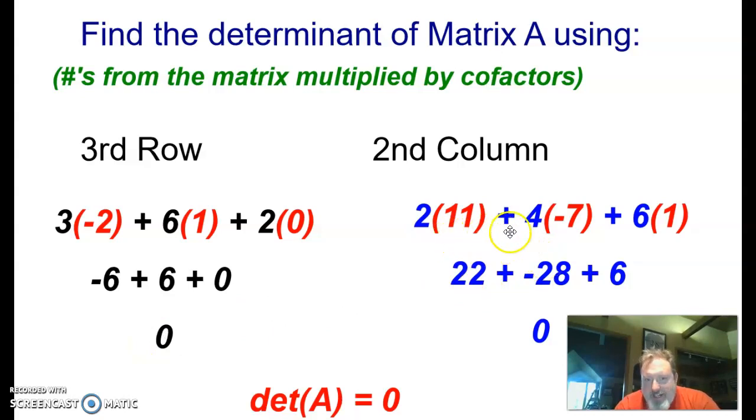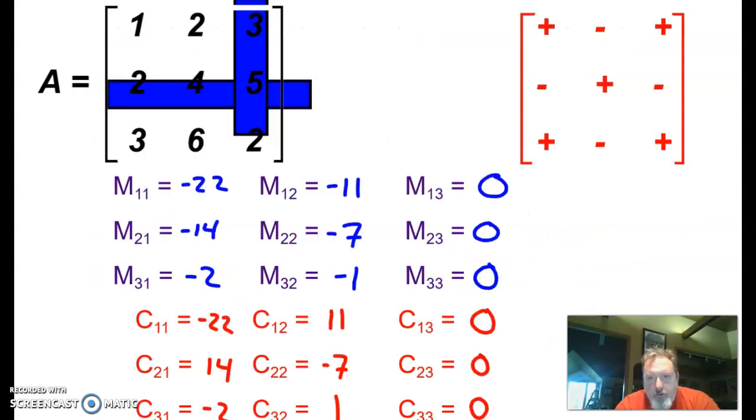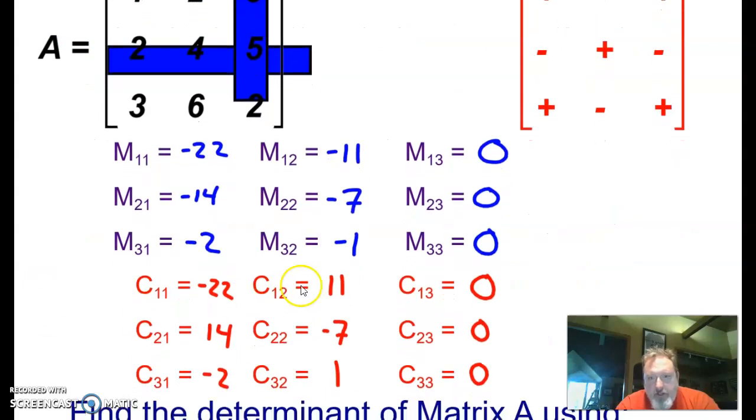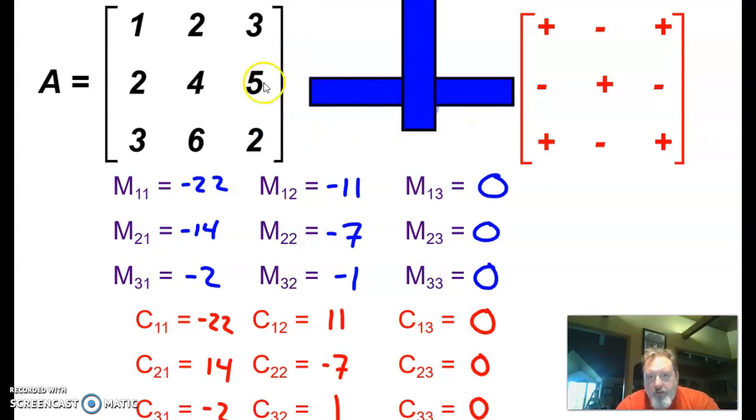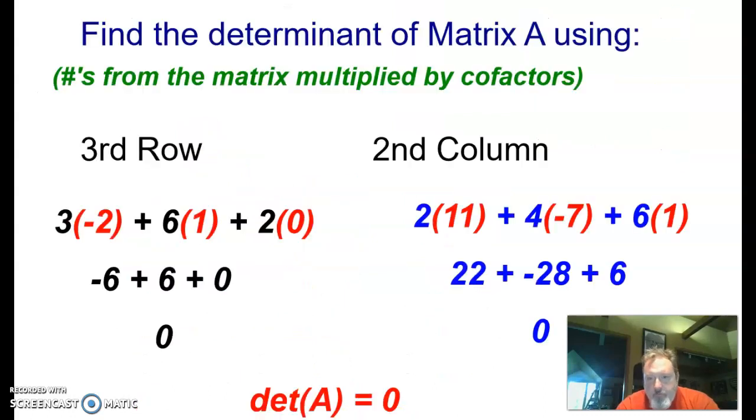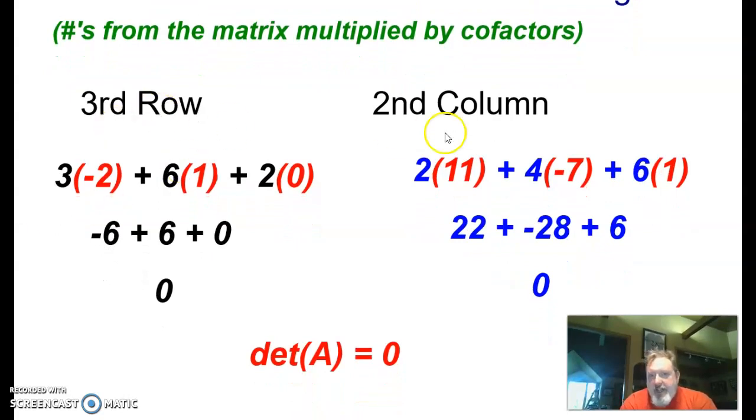When we do the second column, the same result happens. So if you notice our cofactors here for the second column, negative 11, negative 7, and 1. We multiply those by 2, 4, and 6. So 2 times 11, 4 times negative 7, 6 times 1. That's what you see right here. And we also get 0. The reason they ask you to do this twice is that no matter what row or column you pick for your cofactors, when you multiply by the numbers in the matrix, you should get the same number. And that's what happened here. We got 0 both times, so we can confidently state that the determinant is 0.